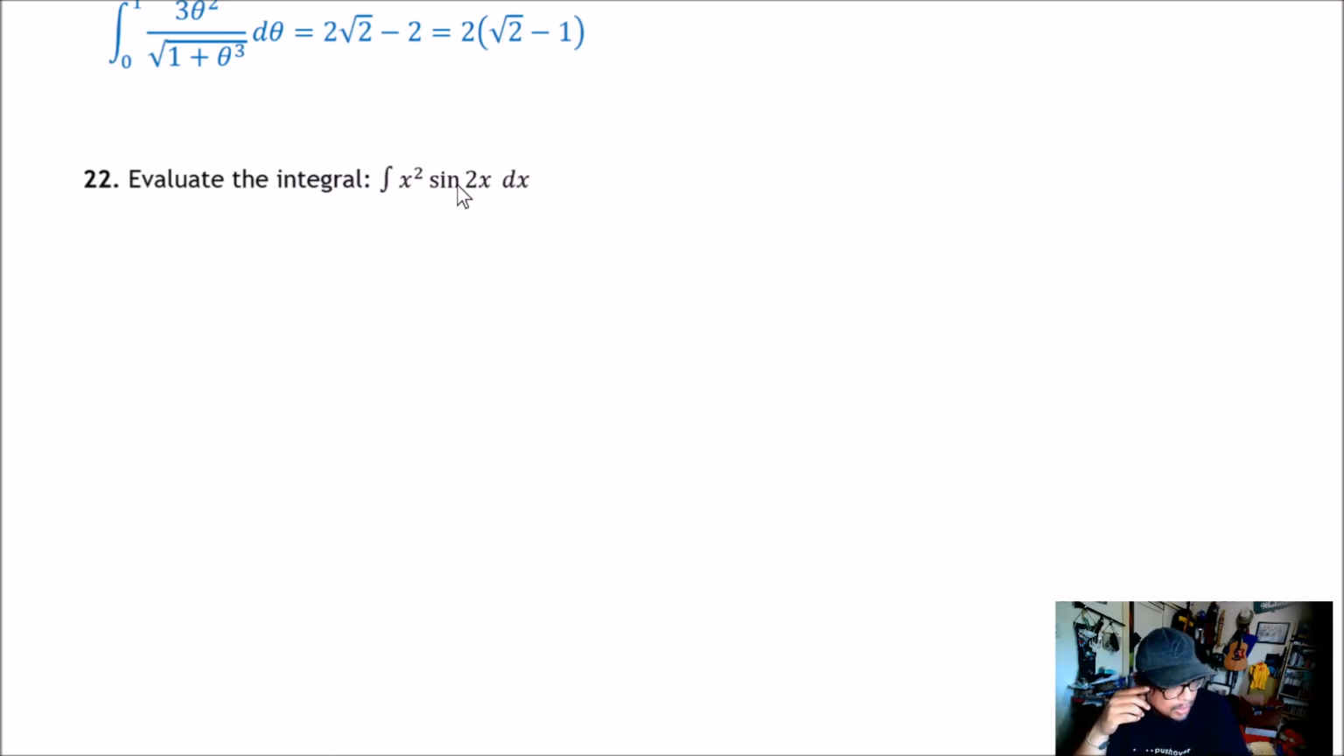I suppose I could try the double angle formula for sine, but that's just 2 sine x cosine x. That's not really going to help us very much, since we still have the problem of having an algebraic function multiplied by a trig function. So that is pretty much grounds for me to use integral by parts. We can do this a couple different ways, and I suppose I should entertain both of them.